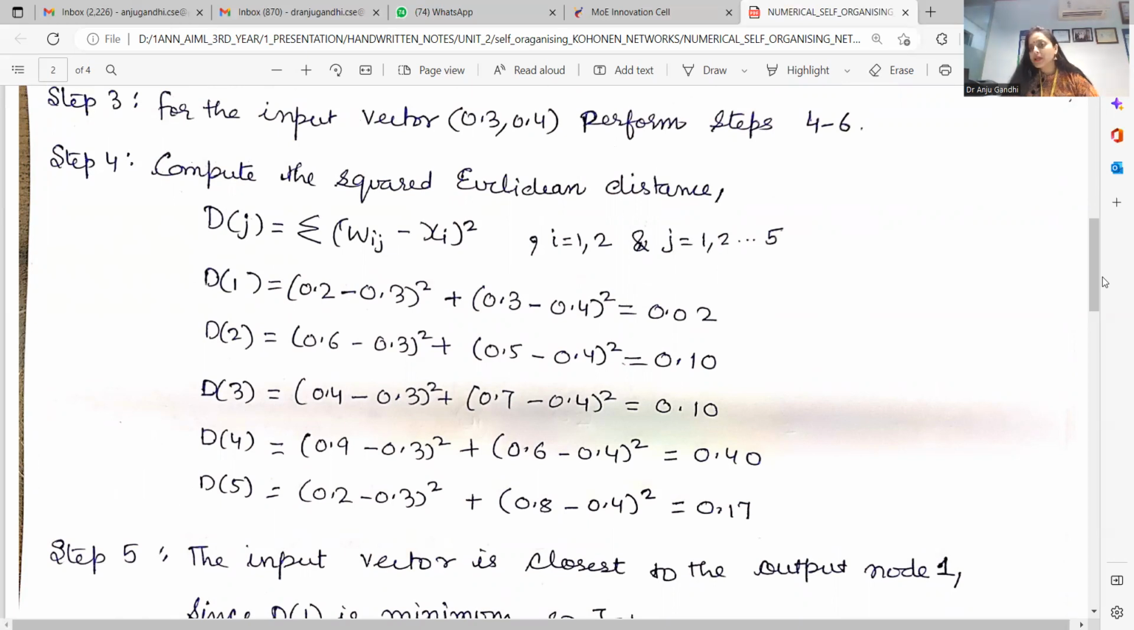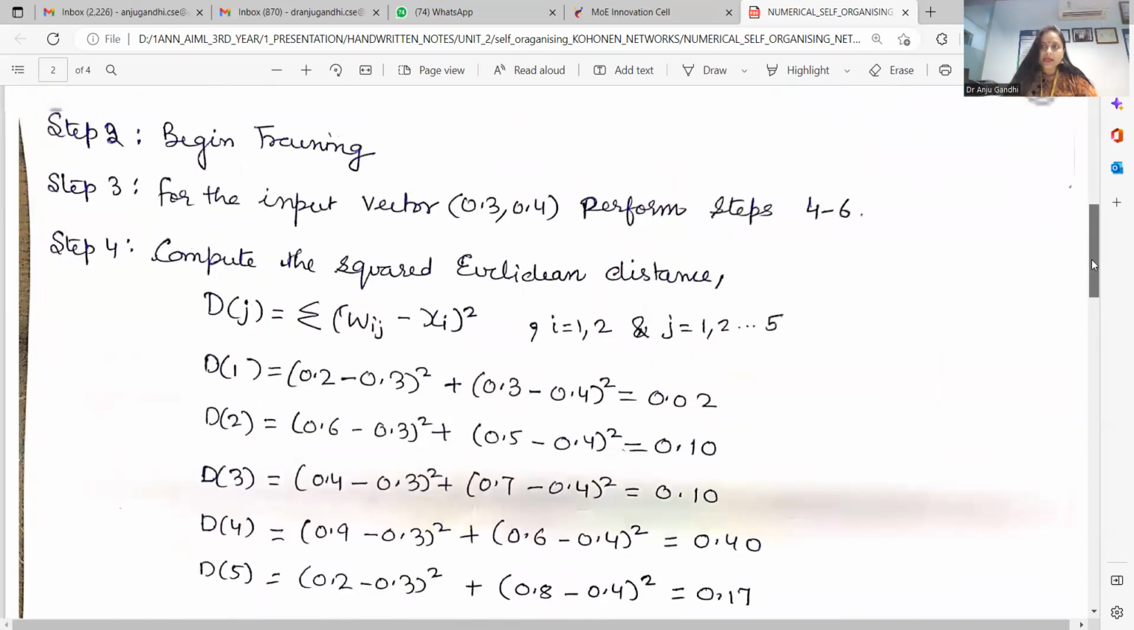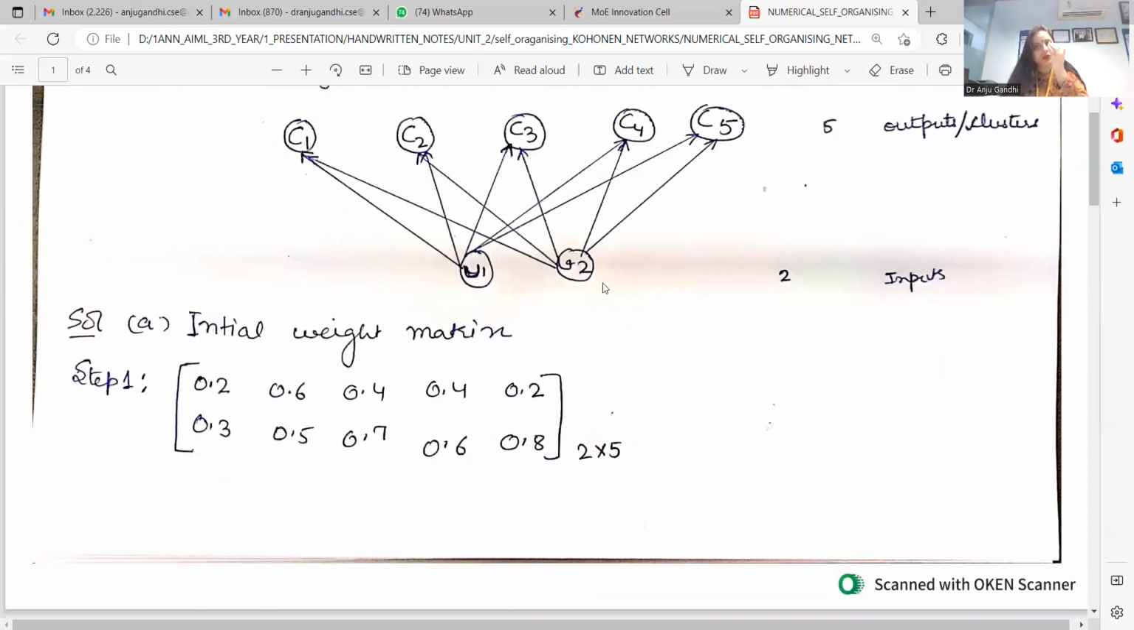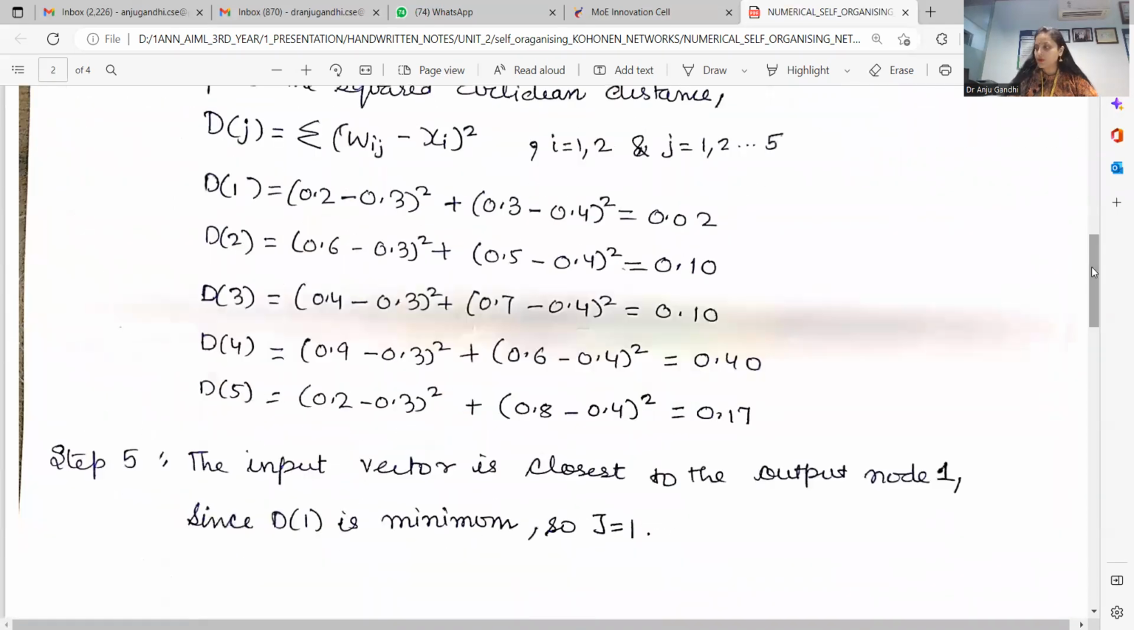Then after that, what are the inputs we have? Regarding the inputs, we have 2 inputs here. We have U1, U2. These are the 2 inputs we have with us, right? These are the inputs we have, X1, X2. So we have to take the summation of the squared differences of the weight and the input X1, and it will be like this, right? So these are the values of D1, D2, D3, D4, D5, right? So this is the way we are calculating the Euclidean distance. This is the first step. What is the second one?